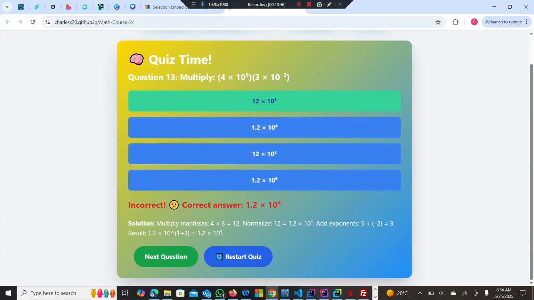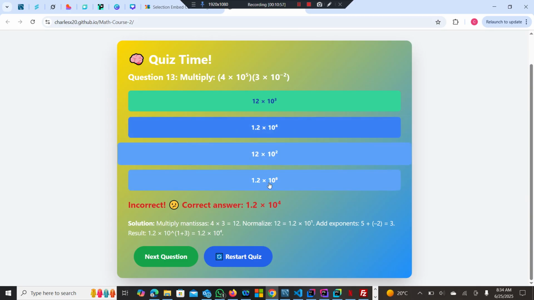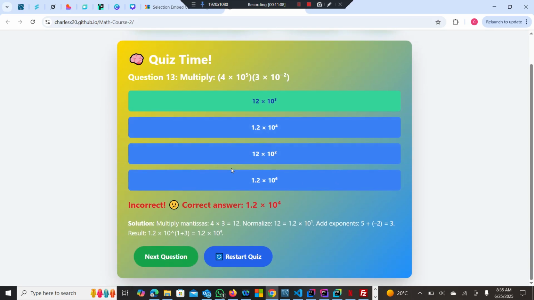Multiply mantissas 4 times 3. These are the mantissas, 4 and 3. So equals 12. Then normalize the 12, make the 12 like a normal mantissa, because mantissa can't be 12. Mantissa must be between 1 and 9. So you now add the exponents and you get the answer. So that's the answer. So I just failed one. So you guys can see how it goes. Incorrect. It gives this weird emoji and shows you the correct answer with solutions.